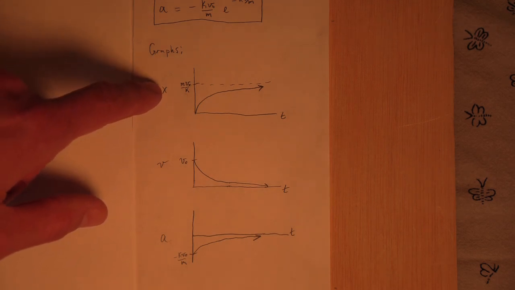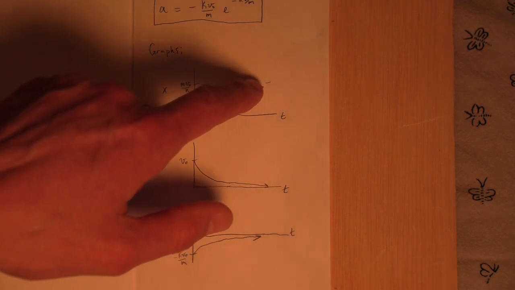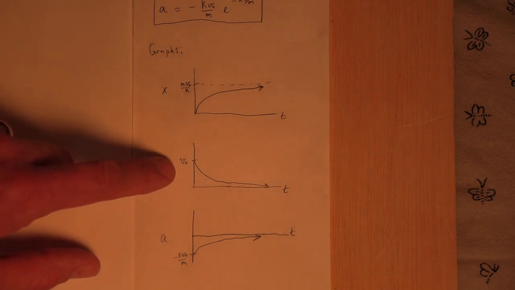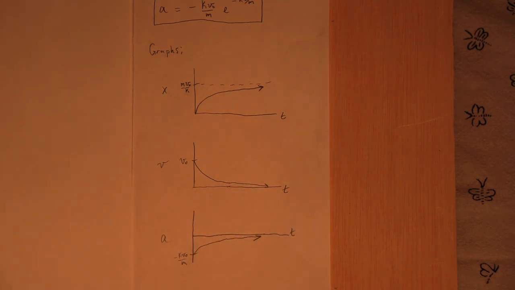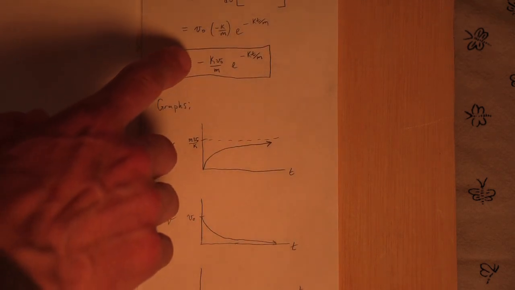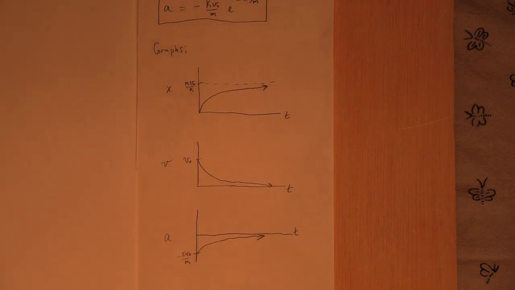Remember, the x function was the 1 minus exponential. So it starts at 0 and rises to some constant value, the term that's in front of the 1 minus exponential. The velocity was a simple exponential decay that started at v0. And then the acceleration, which we have right up here, is an exponential decay from negative k v0 over m. So there's the original acceleration. It decays to 0.